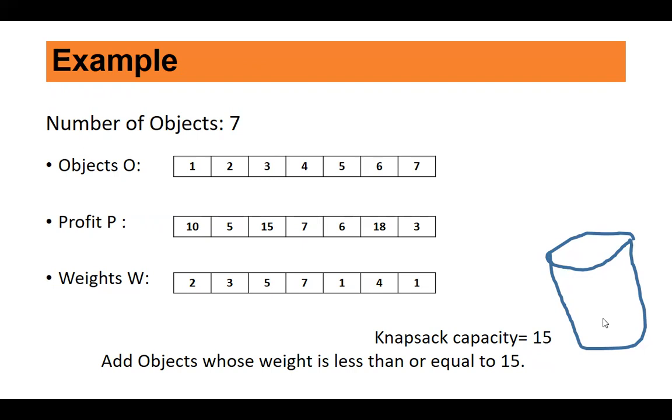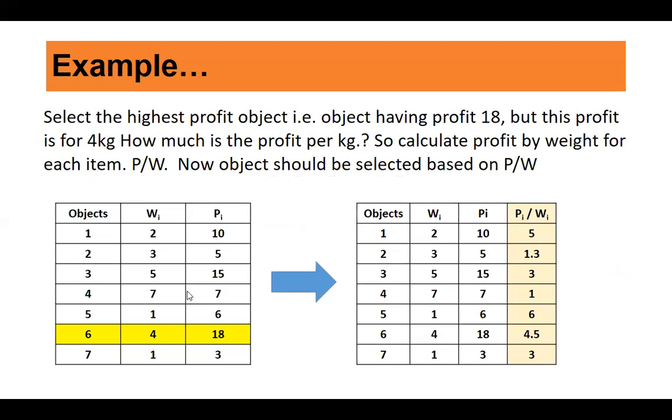You can put items worth up to 15 kg into the sack, right? And each item has a profit and each item has a weight associated with it. Fine. Now, what we need to do is maximize the profit. So what we do, we select the highest profit object.